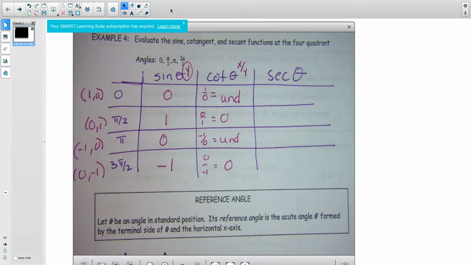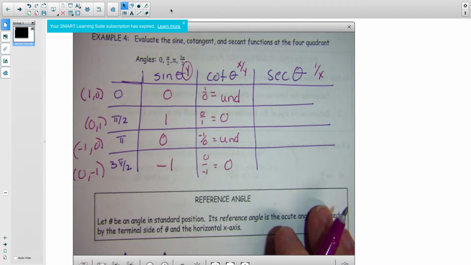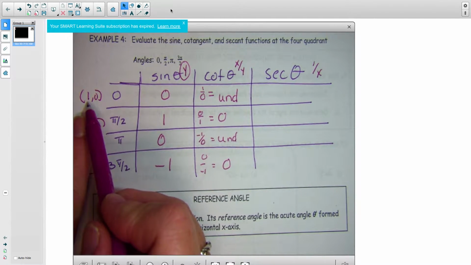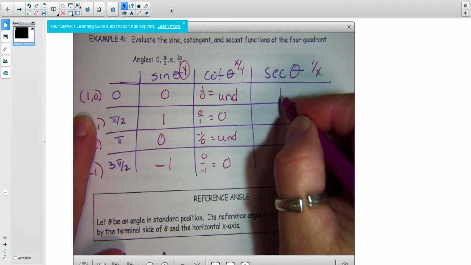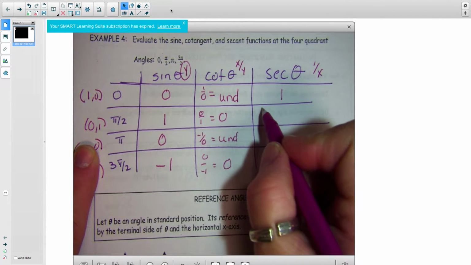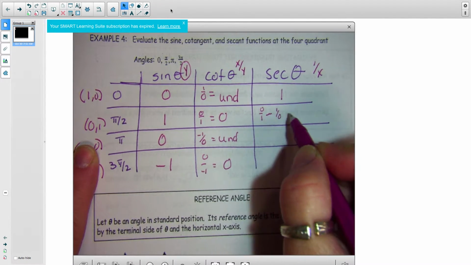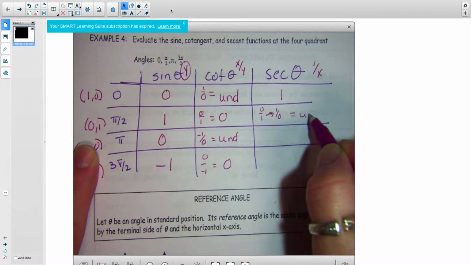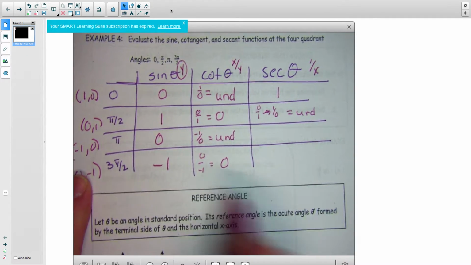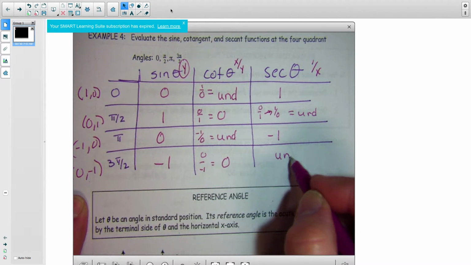Secant is what? 1 over x. Let's take the reciprocals of x. So what's the reciprocal of 1? 1. What's the reciprocal of 0? Well, 0 is like 0 over 1. Its reciprocal is 1 over 0, which is undefined. Reciprocal of negative 1, reciprocal of 0.